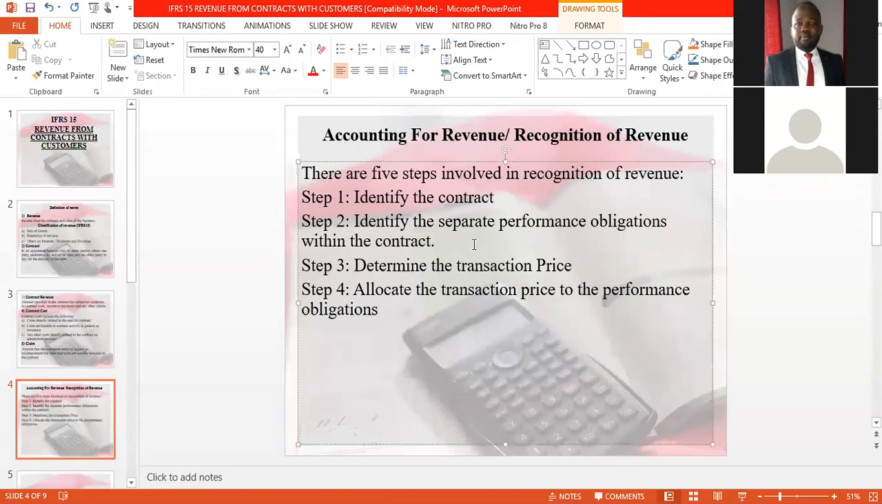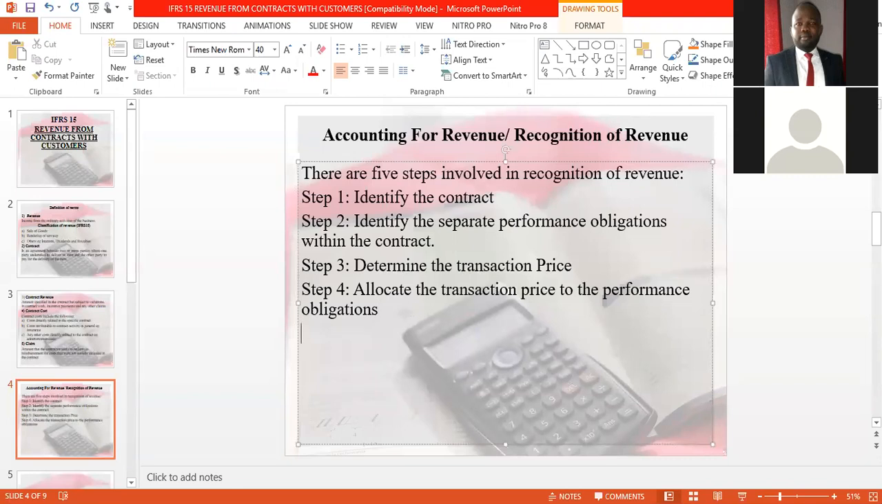Remember, what is step 2? Identify the separate performance obligations. So in step 2, you identify that in this contract, obligation number 1 is construction of the road. Obligation number 2 is maintenance of the road. In step 3, determine the transaction price, the 10 billion we were talking of. Step 4, allocate the transaction price to the 2 obligations. So allocate out of the 10 billion, what goes to construction and what goes to maintenance. I hope it is fairly straightforward.